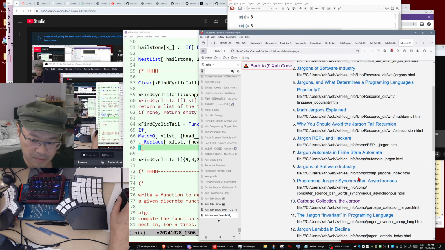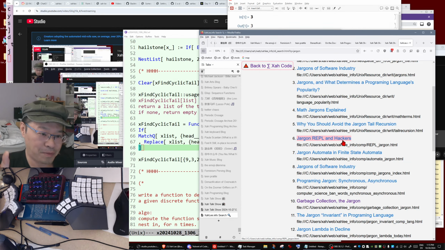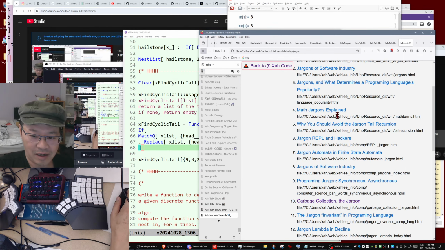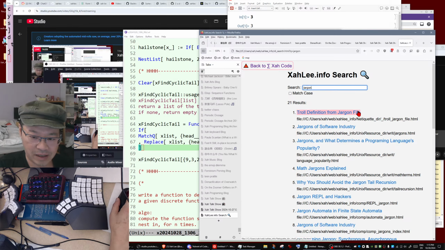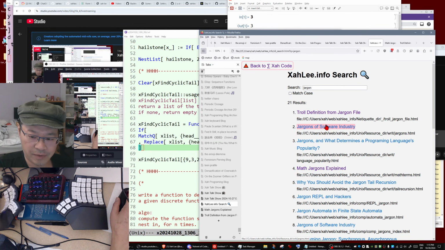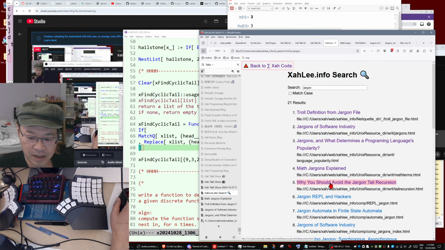So I have a lot of articles about that. For example, synchronous and asynchronous functions, very, very common if you are a JavaScript programmer. The jargon REPL used to be very popular like 10 years ago. Like REPL, Python REPL, my ass. It's bad jargon. So here are some examples of jargon, okay? Jargons of the software industry. Jargons and what determines a programming language's popularity. Math jargons explained. Let's open them, and we are digressing.